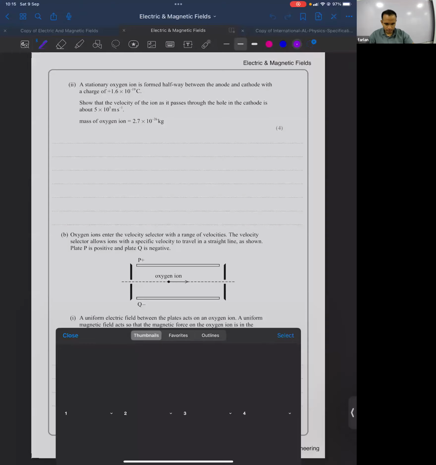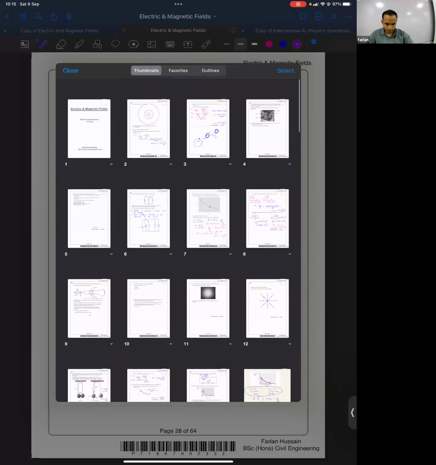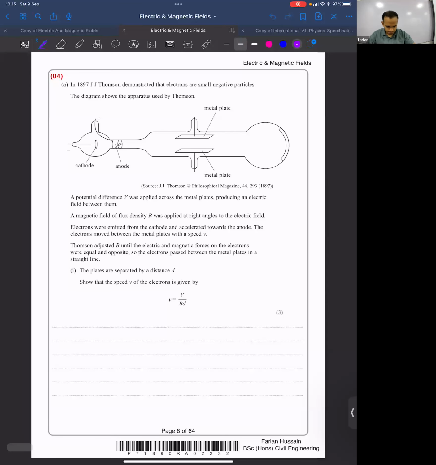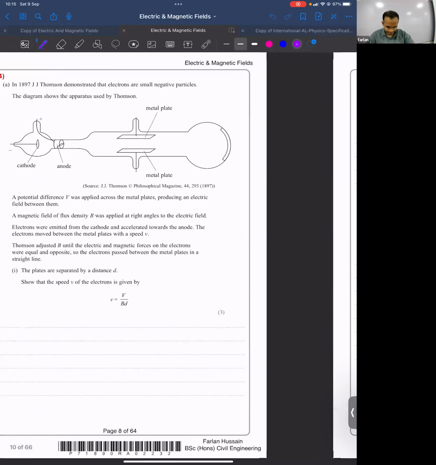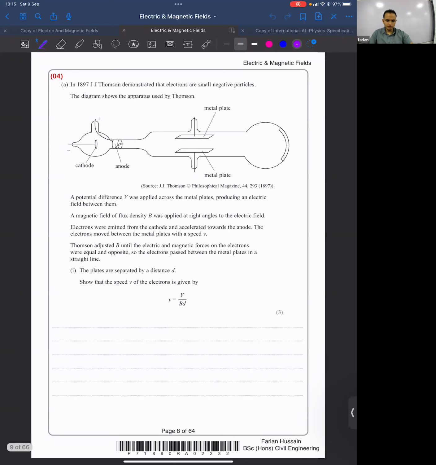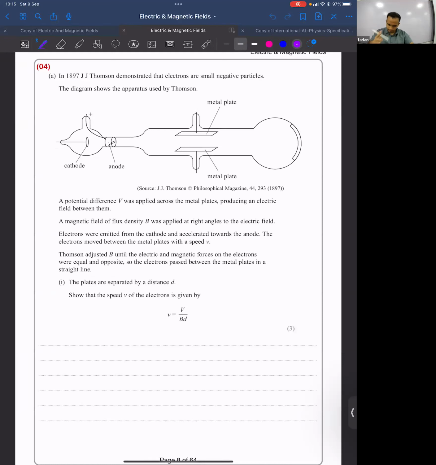Yeah, before that, there are a few questions we can try from the tube. Guys, take the tube. Question number 4, page number 8.